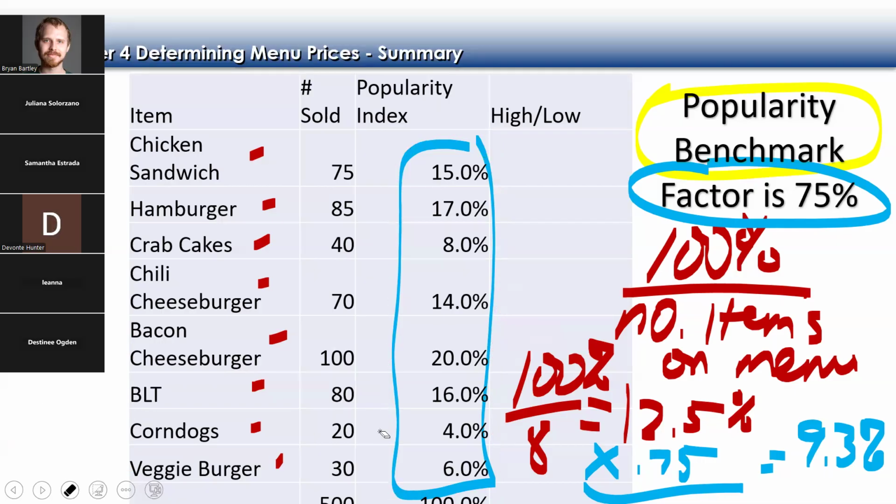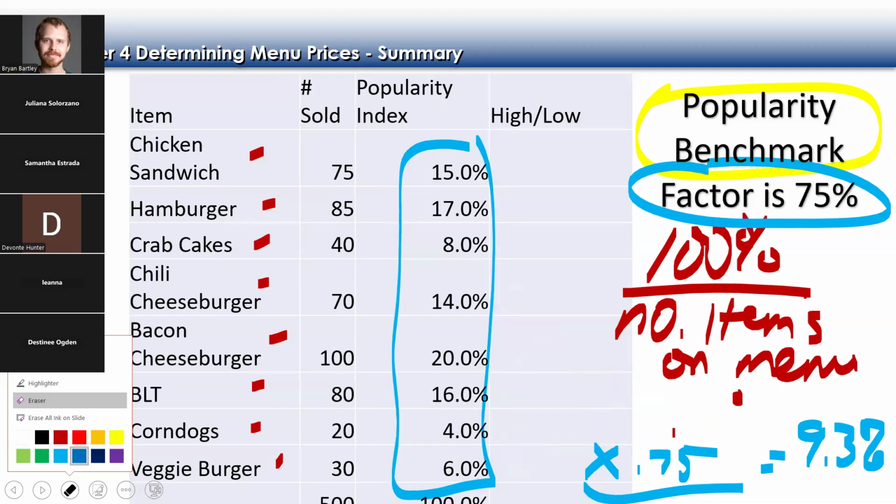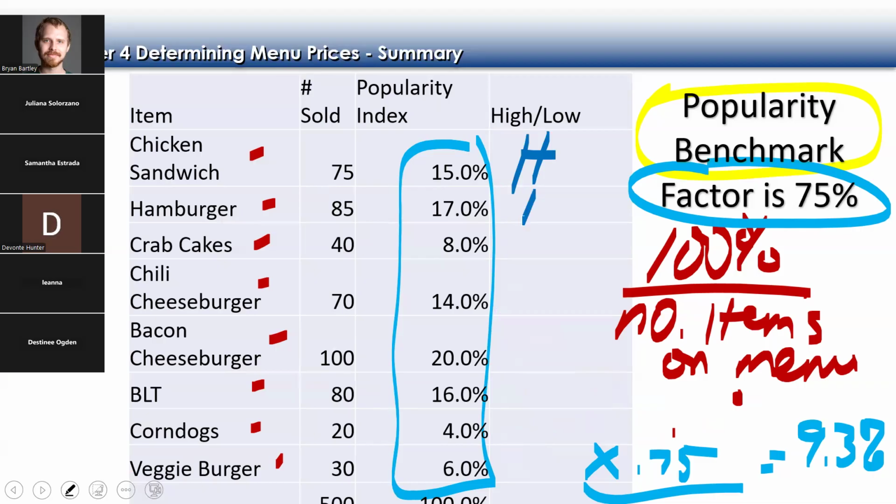So 9.3, is the chicken sandwich higher or lower? Higher. It is higher. Good. 17% for the hamburger is higher. Good. Crab cakes, lower. Chili cheeseburger, we know the bacon cheeseburger is higher. BLT, higher. Corn dogs, lower. And veggie burger, lower. Okay.